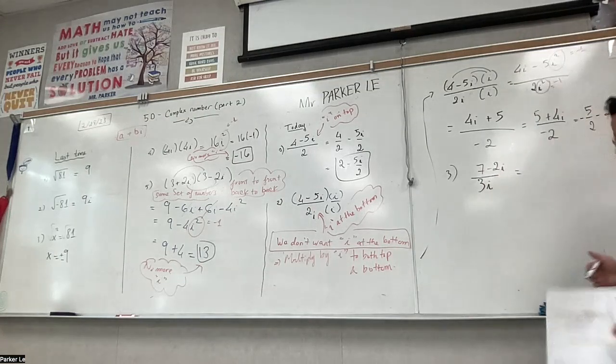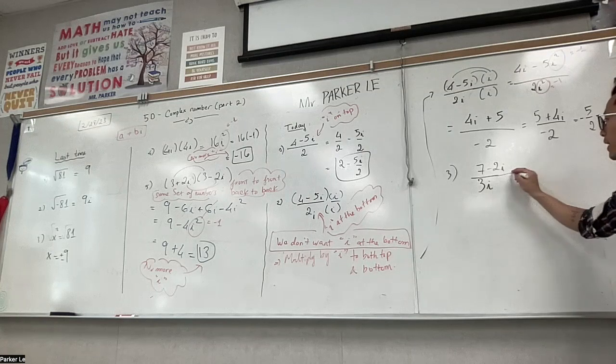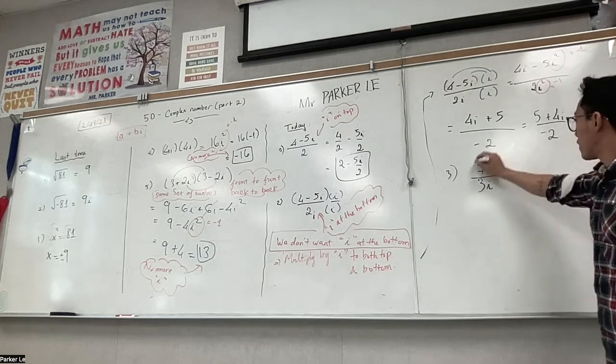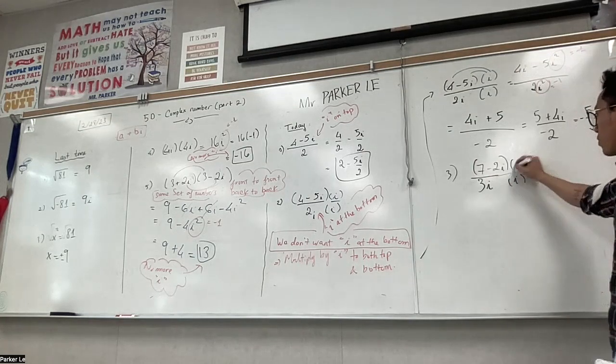Okay, let's do this. How can I get rid of the 3i at the bottom? We don't want the i at the bottom, right? How can I get rid of 3i? What do you want to do? Multiply by i, very good. To the top and bottom. Okay, not just the bottom, okay? Both top and bottom.